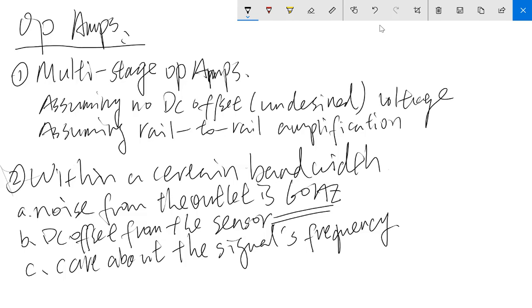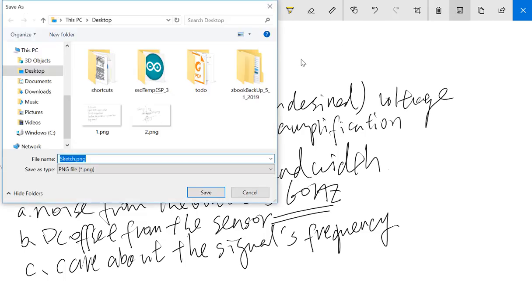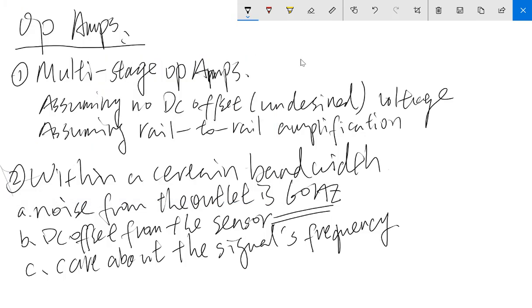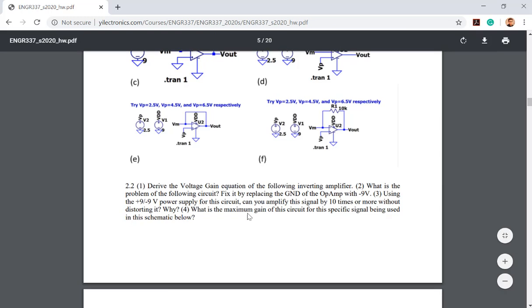So these are the things you need to think about when you are working on that design. So you definitely will have an op-amp problem in the exam. And anything else? Let me see.